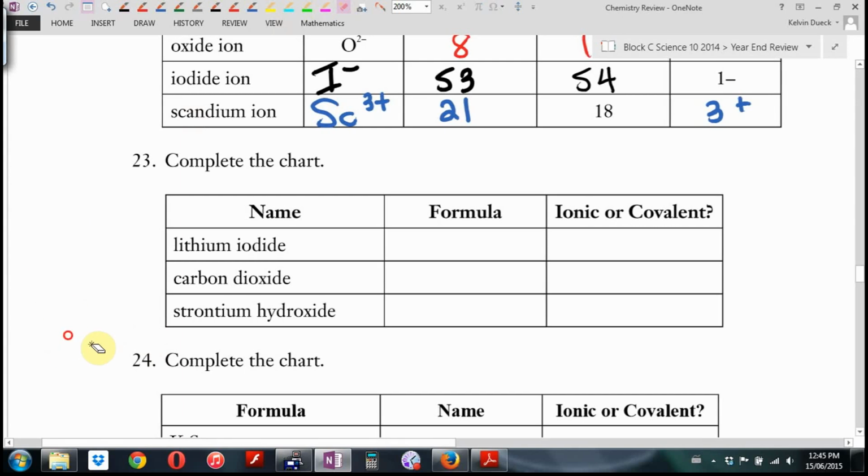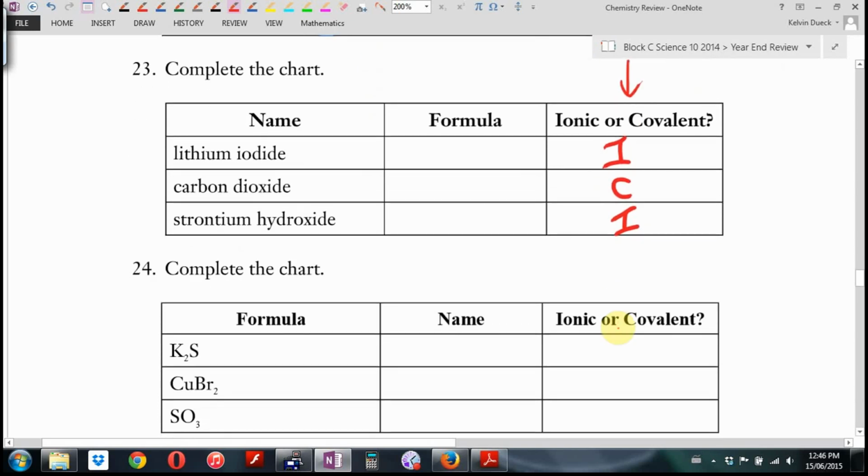So we're filling in a chart. Fair enough. Lithium iodide, the first thing I always do is this: ionic or covalent. Lithium iodide, ionic or covalent? Metal, non-metal, it's ionic. I'm going to put a great big I right here. Before I do the formula, carbon dioxide, ionic or covalent? This is covalent. Strontium hydroxide, strontium is a metal, this is ionic. Why is that so important? Because when we start naming stuff down here, we're going to have different rules for which ones.